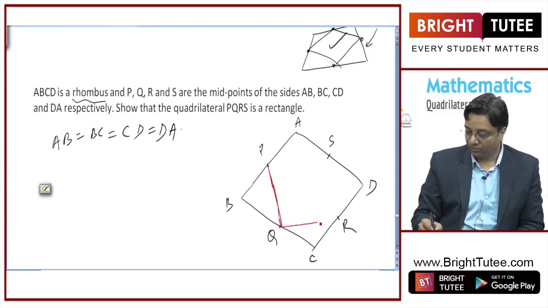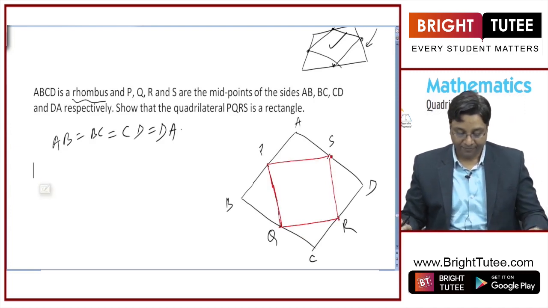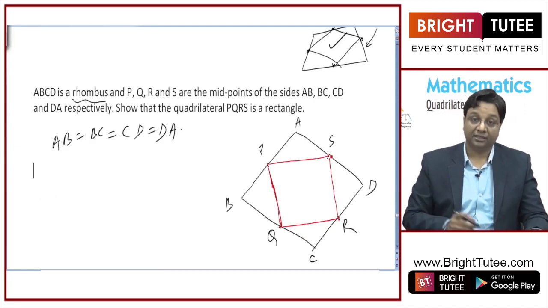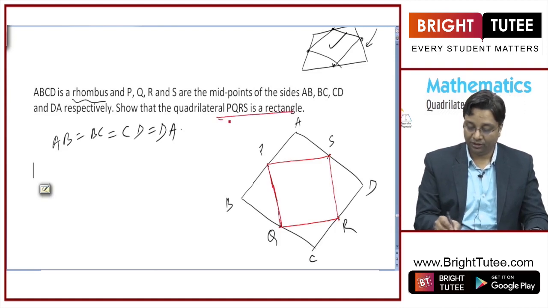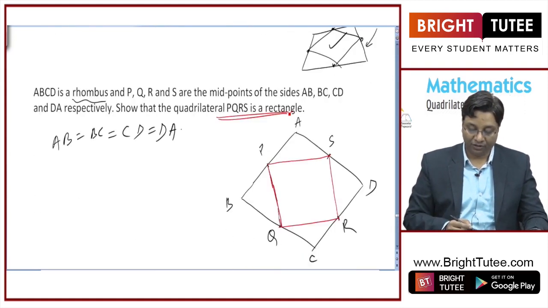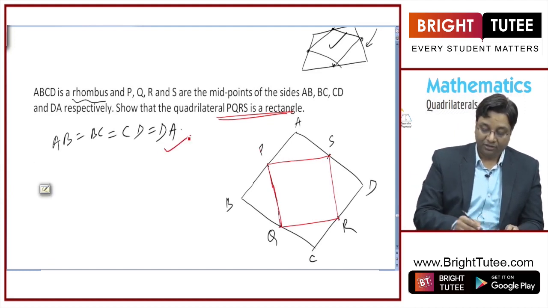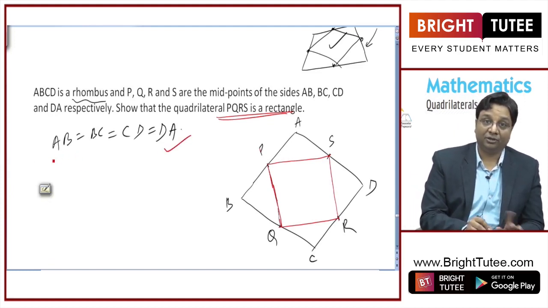PQ, QR, RS, PS. Okay, so this PQRS is a rectangle. We need to show this, right? So out of the given information, what can you observe? We can observe that AB is equal to BC equal to CD equal to DA. This much is given. So we can say that their halves will also be equal.